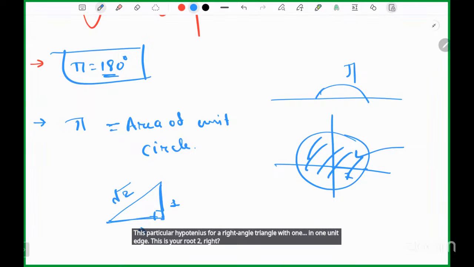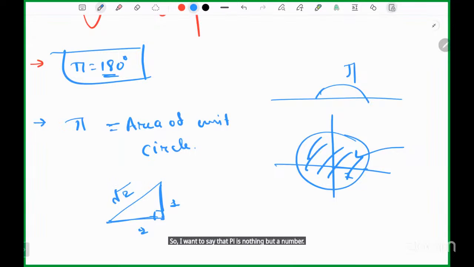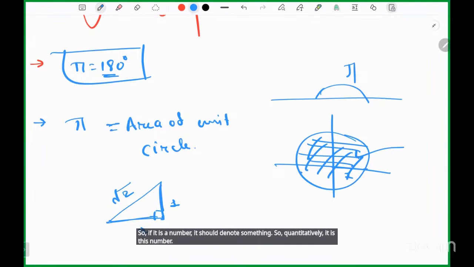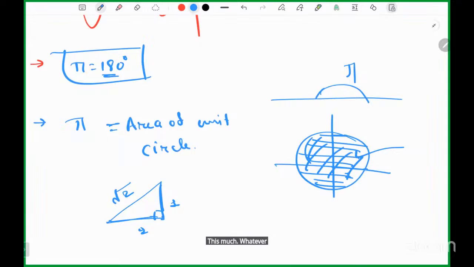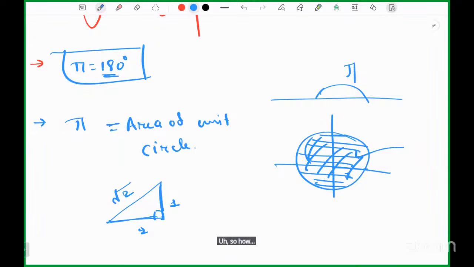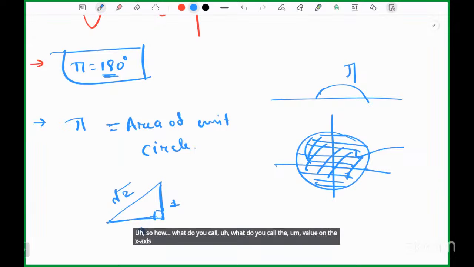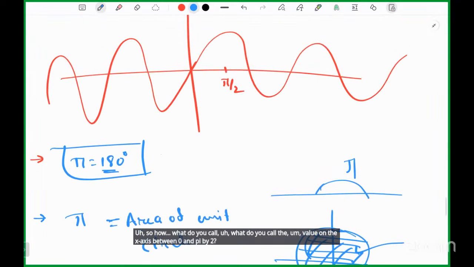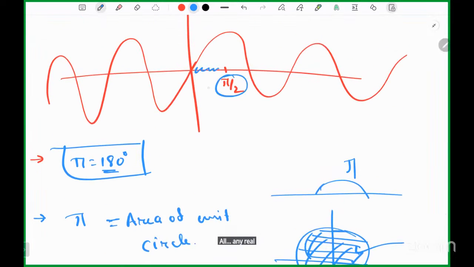So I want to say that pi is nothing but a number. If it is a number, it should denote something. Quantitatively, whatever area you can enclose inside a unit circle, that number is known to be pi. So what do you call the value on the x-axis between 0 and pi by 2? Any real number. So pi by 2 is also a real number.